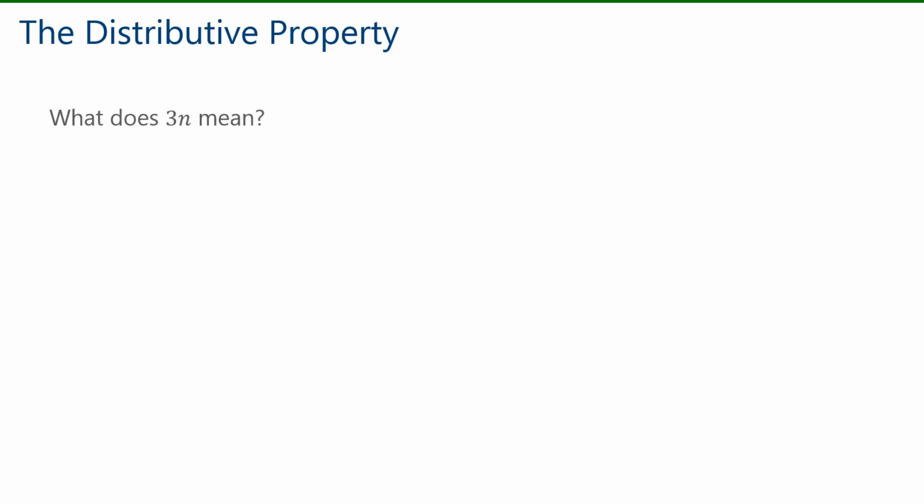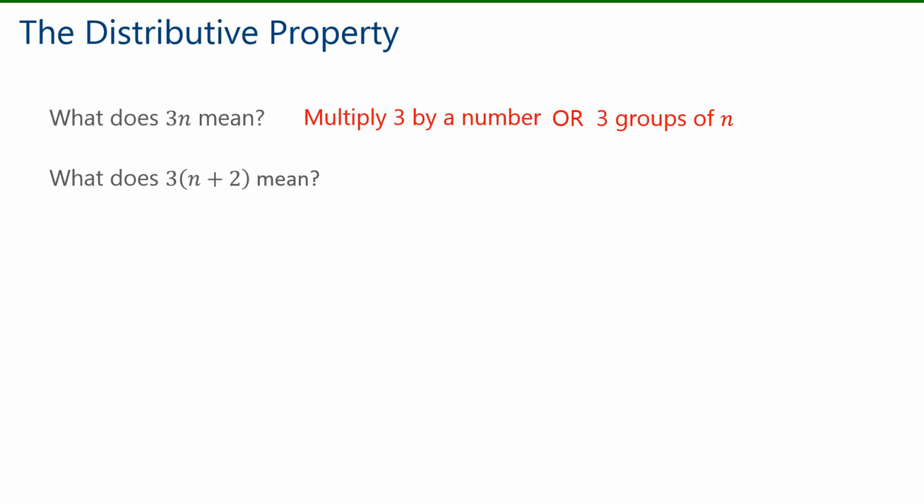What does 3n mean? Well, it simply means to multiply 3 by a number. Or it could mean 3 groups of n, or 3 groups of some number. So instead of n, if we say 3 times n plus 2, what does that mean? It means to multiply 3 by n plus 2, or 3 groups of n plus 2.